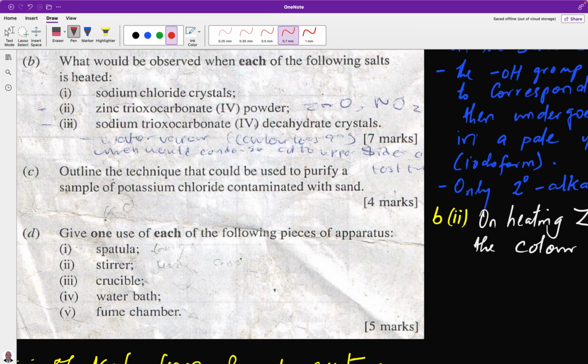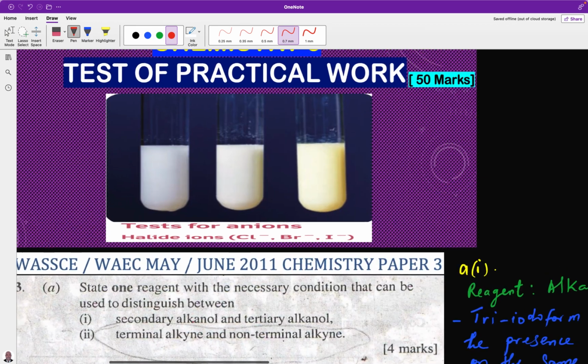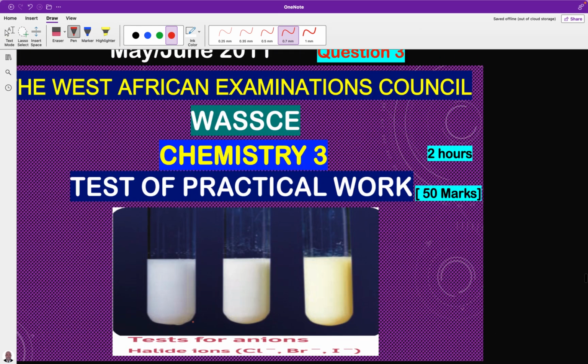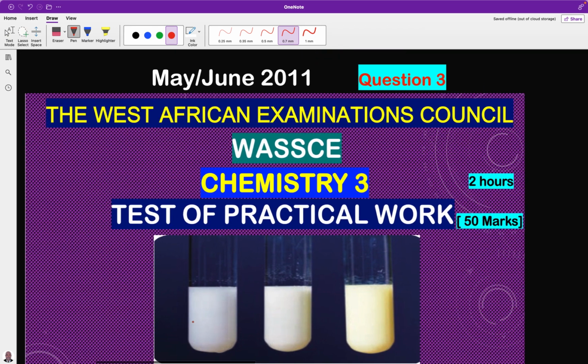And lastly, the different functions of laboratory apparatus. So thank you for this. We'll still be solving many more practical questions. Thank you.